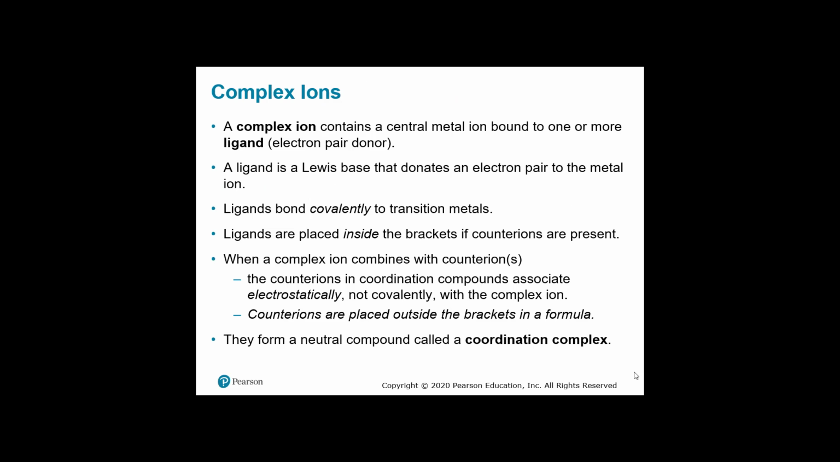So, complex ion. This is where we're dealing with transition metals that are ions and they're bound to one or more ligands, and that's the electron pair donor. So we're looking at a Lewis acid and base compound. A ligand is a Lewis base that donates the electron pair to the metal, and the metal has an empty atomic orbital, or d orbitals in this case, to take on those electrons.